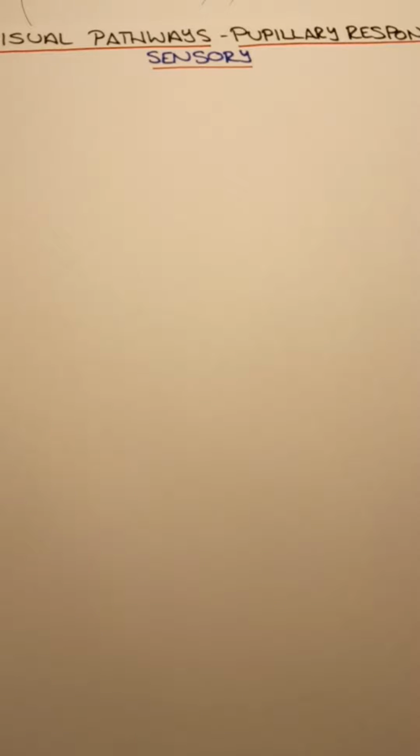So this is a lesson in visual pathways, the pupillary response, which is sensory. So we are talking about the optic nerve, which is afferent. So information coming in only. This is only information coming in, light coming into the eyes. So this is a lesson in how to remember to draw it.